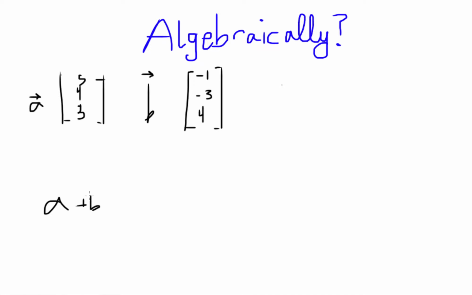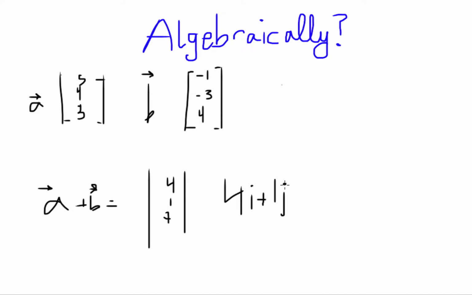A plus B. Sorry about the handwriting. I'm still writing on a trackpad. Equals, what's 5 plus -1? 4. 4 plus -3, 1. 3 plus 4, 7. So the resulting components, when you add these two vectors, is 4, 1, 7. So then if we want to put this into an actual vector, 4i plus 1j, we could leave the 1 out, plus 7k, right?